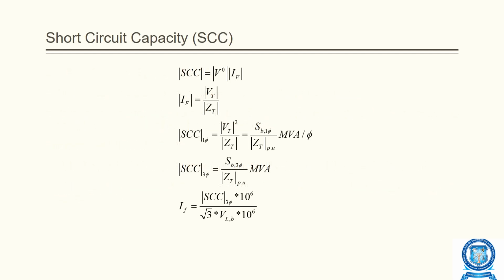Short circuit capacity is equal to V0 times IF, and IF is equal to VT by ZT. Short circuit capacity for the single phase is VT squared divided by ZT, and for three phases it is SB three phase by ZT MVA. And the fault current IF is equal to short circuit capacity into 10 to the power 6 divided by root 3 VL into 10 to the power 6.